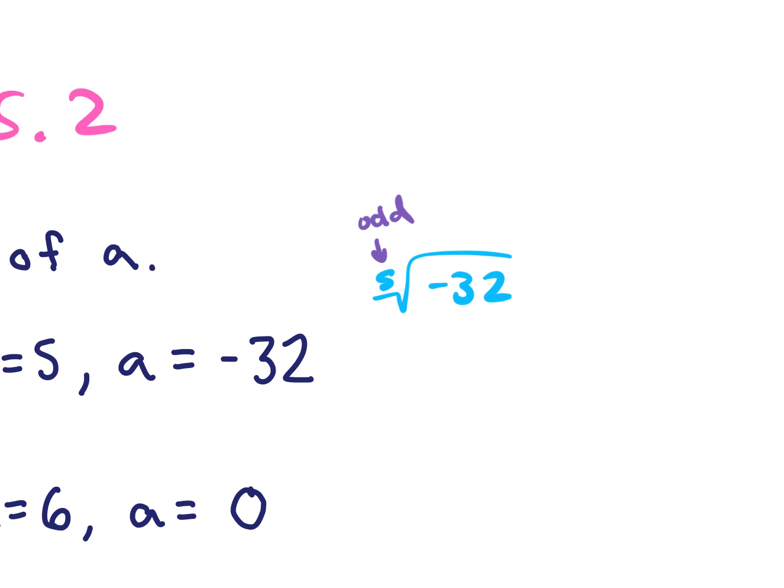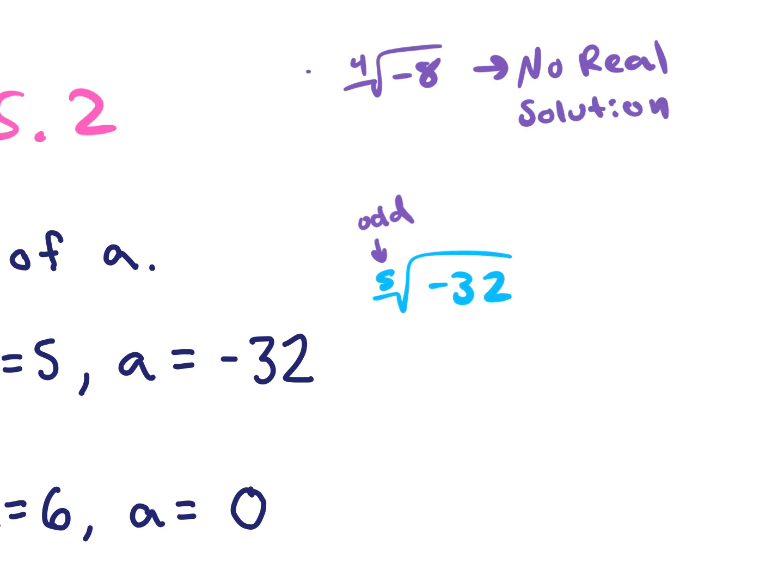So let's say I had the 4th root of negative 8. Could I do this? No, this would be no real solution. So keep that in mind. If it was an even index, you can't. But odd, we can. A negative on the inside just means that our answer is going to be negative. But we've got to figure out what value.